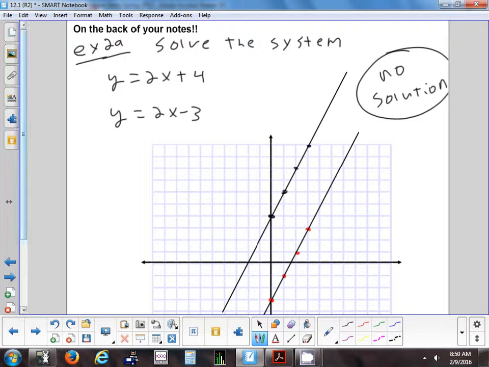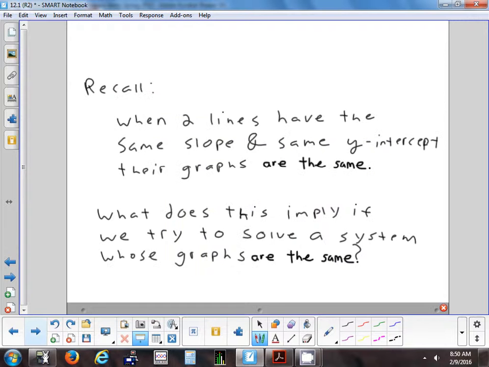Okay, so there might be a question on the test that says, just tell me here, is there a solution? Yes or no? Don't find it, just tell me, yes or no. You could say no just by knowing they're parallel. Don't even need to graph. If you want to graph, you can.